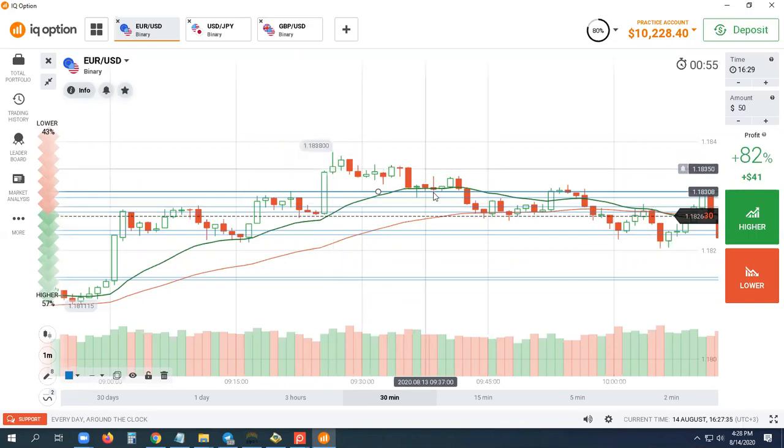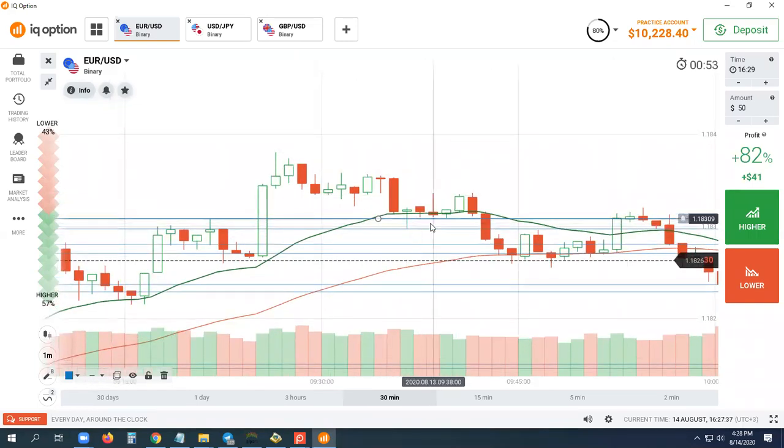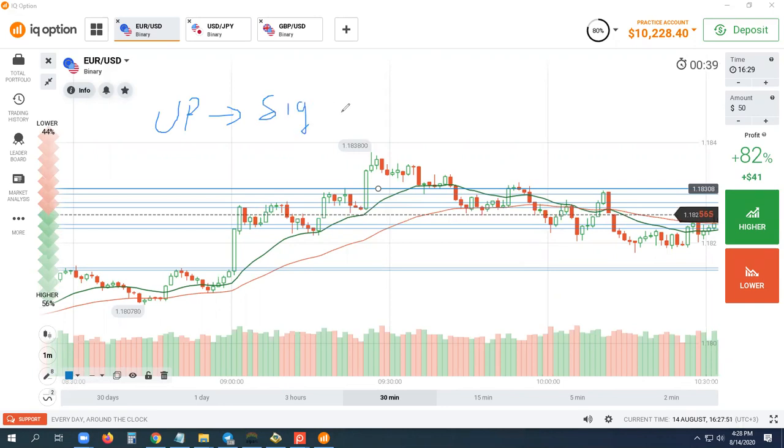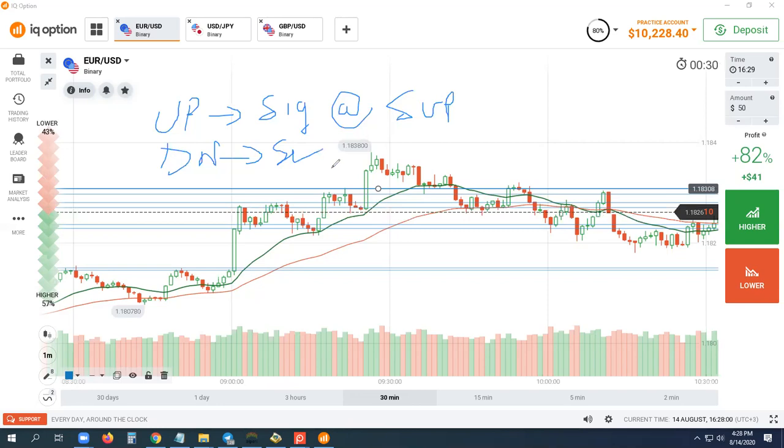I wait for market to come back to the same level. Then I look for a signal at support. So in short, what I'm saying is this: if you have an uptrend, okay, you wait for a signal. You pick a signal at support. If you are in a downtrend, you pick your signals at resistance.